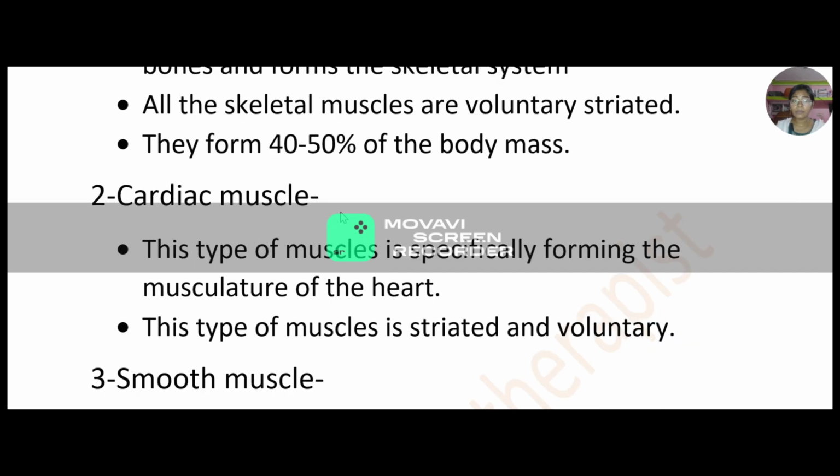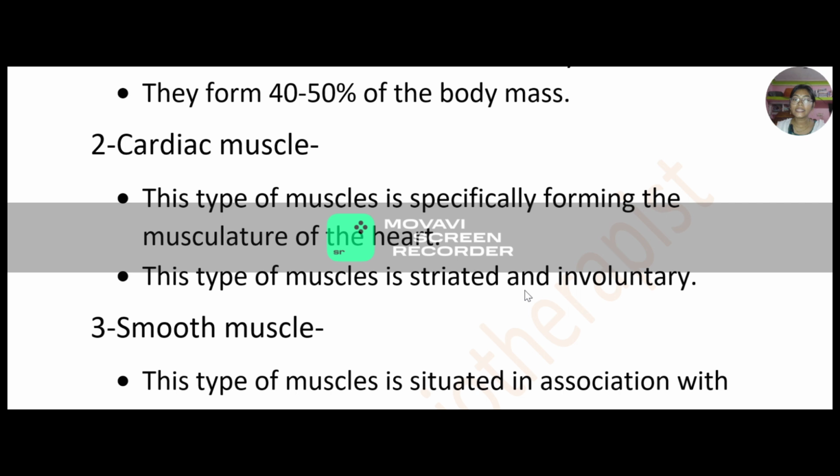The next type of muscle is cardiac muscle. This is a specific type of muscle which is only present in the musculature of the heart. Only present in the heart. In other parts of the body, it is not found. This type of muscle is striated and involuntary.